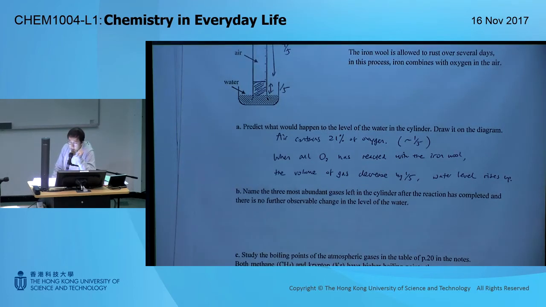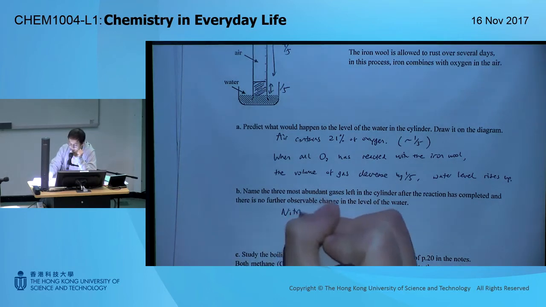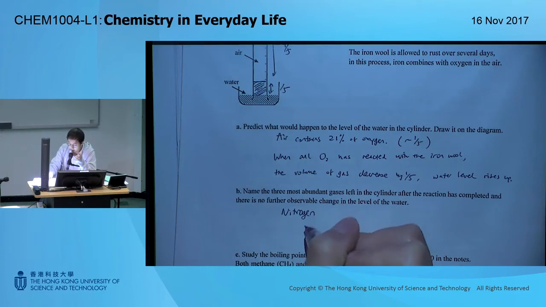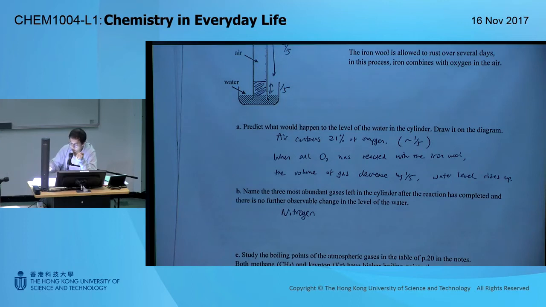Name three most abundant gas left in the cylinder after the reaction has completed and there is no further observable change in the level of water. That means that all the oxygen will have used up once there is no further observable change. The three most abundant gas left behind after this should be, the first one should be nitrogen, because nitrogen has not reacted and is still the most abundant gas. In this mixture left behind after the oxygen is used up, nitrogen would be at around 99%.